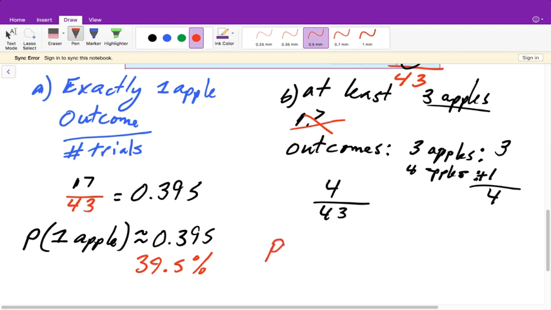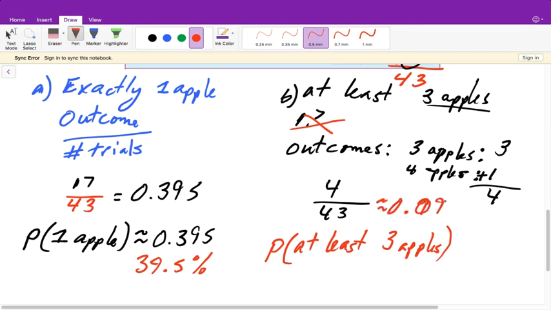All right, so now we will need to write this because it is going to be our experimental probability. So it's a probability of at least 3 apples. And then we write it as a decimal. So 4 divided by 43 is going to give me approximately 0.093. So that means it will be 0.093 here as well. We write it as a decimal, or if you wanted to write it as a percentage, 9.3%.